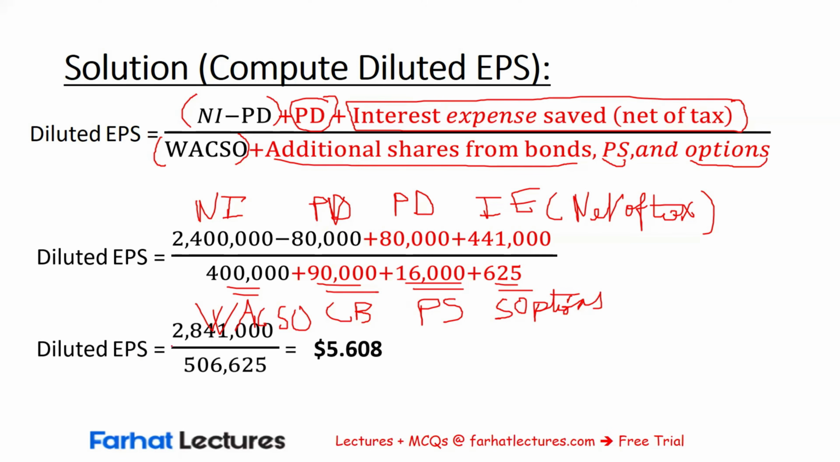Finally, our diluted EPS is 2,841,000 divided by 506,625. The result is $5.608, which is less than our basic EPS of $5.8. Always the result of the diluted EPS needs to be lower than the basic EPS, or else we have to recompute to make sure that we did not do any mistake in the computation.